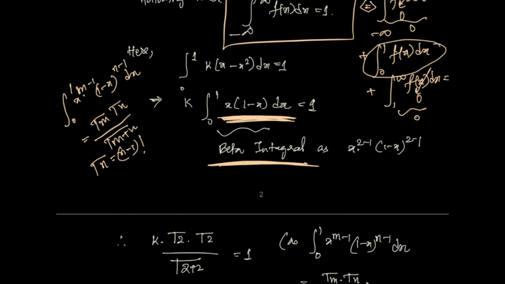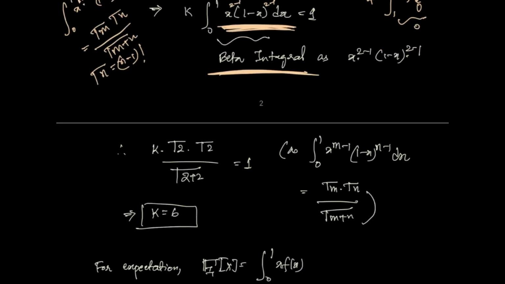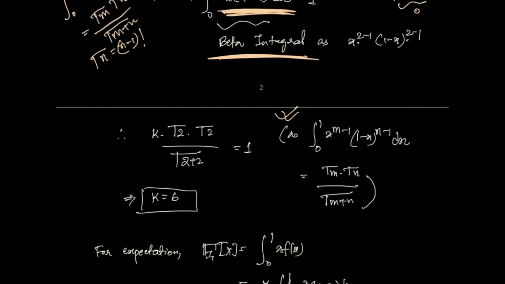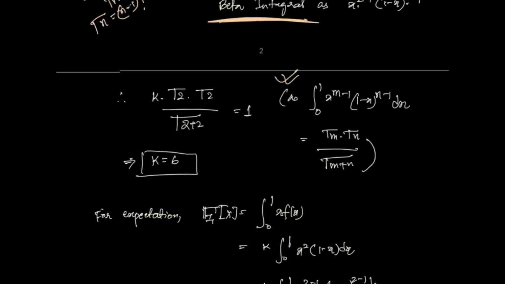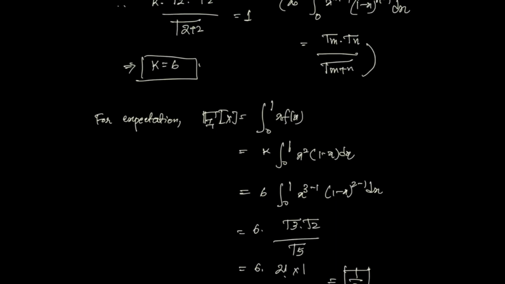You can see that m is 2, n is 2. This is basically 2 minus 1, it's 2 minus 1. So the value of this integral turns out to be k times gamma 2 times gamma 2 by gamma (2 plus 2). I have written it here already, so you can see this. Simplify this and you should be getting k equal to 6. So we directly get k equal to 6 here.